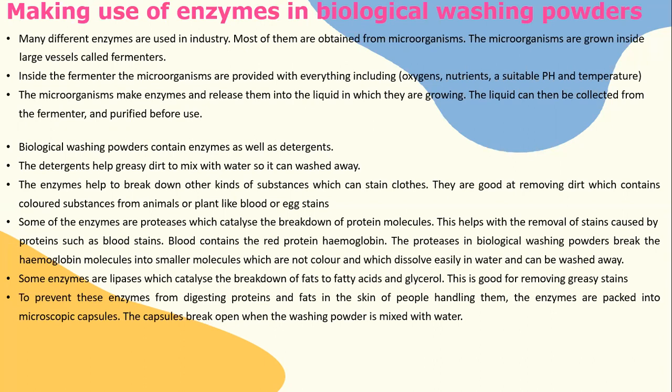Blood contains the red protein hemoglobin. The protease in biological washing powder breaks the hemoglobin molecules into smaller molecules which are not colored and which dissolve easily in water and can be washed away. Some enzymes are lipases, which catalyze the breakdown of fat to fatty acids and glycerol. This is good for removing greasy stains. To prevent these enzymes from digesting proteins and fat in the skin of people handling them, the enzymes are packed into microscopic capsules. The capsules break open when the washing powder is mixed with water.